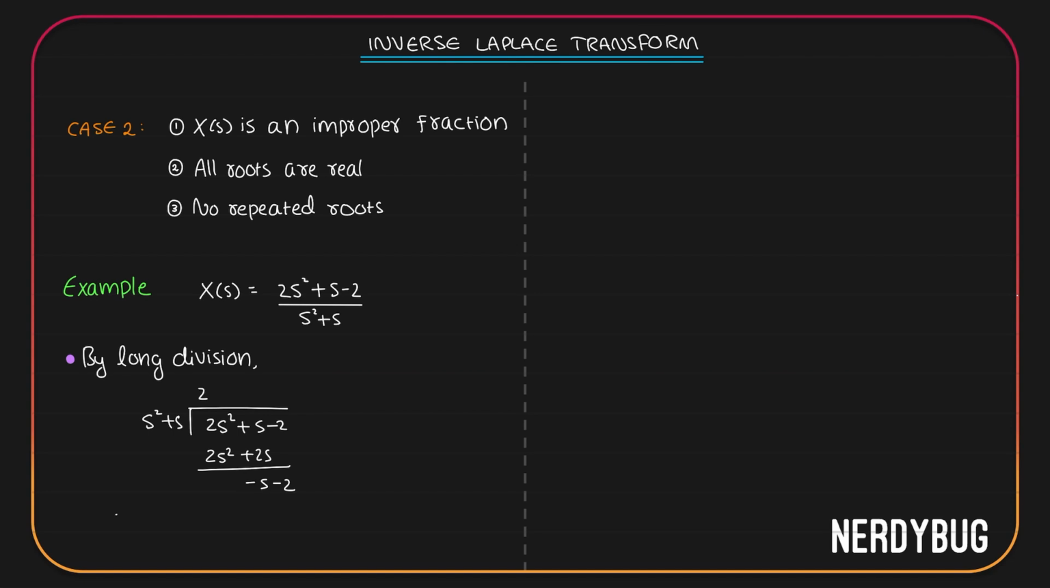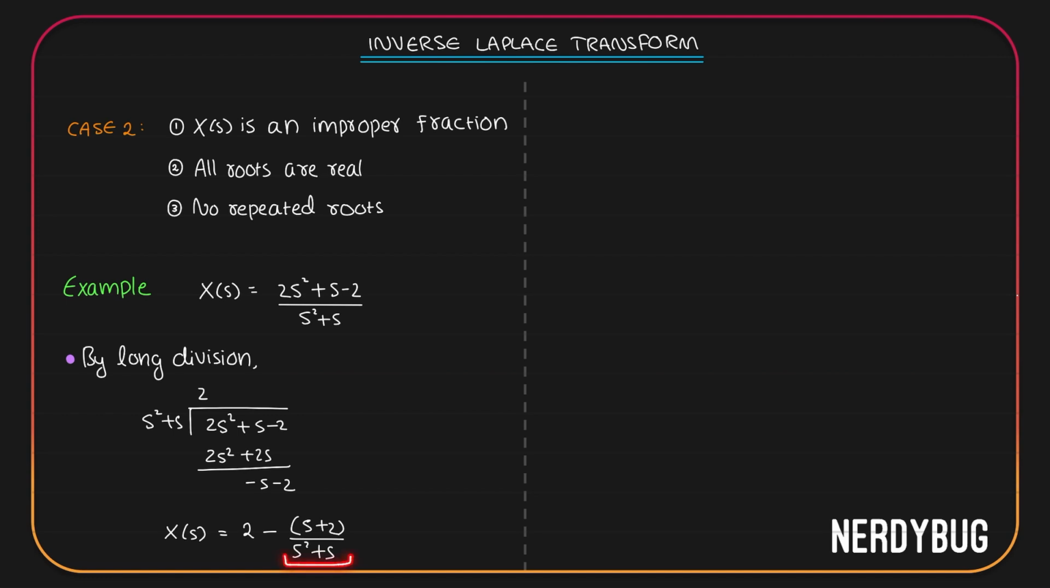So from here we can write the fraction 2s square plus s minus 2 divided by s square plus s is actually 2 plus minus s minus 2 divided by s square plus s. Instead of writing minus s minus 2, we can write minus of s plus 2. Now this is x of s, so let us call it x1 of s instead. So x1 of s is 2 minus s plus 2 by s square plus s.